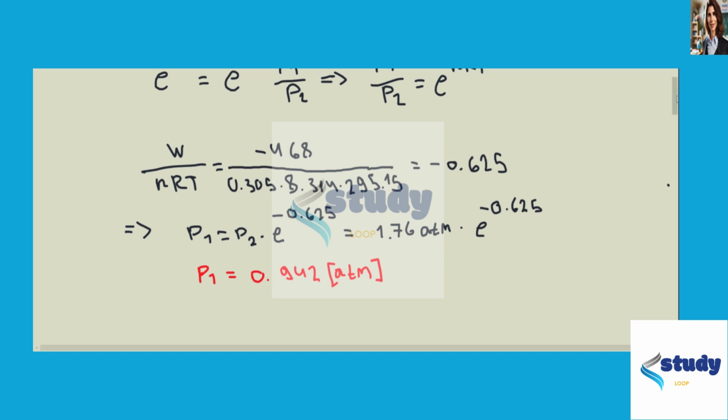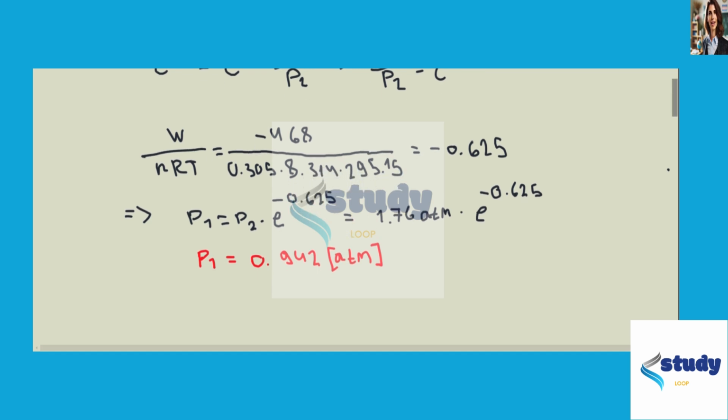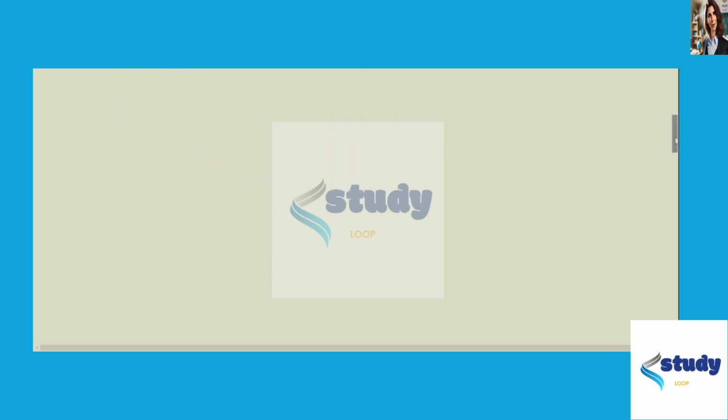Now for part B of the problem, we need to sketch the pressure versus volume graph. Let's say that this is a pressure axis, P, and that this is the volume axis. So the first point will be the point before compression. This is going to be volume 1. And the corresponding pressure will be pressure 1, or the initial pressure. So this has coordinates P1, V1.